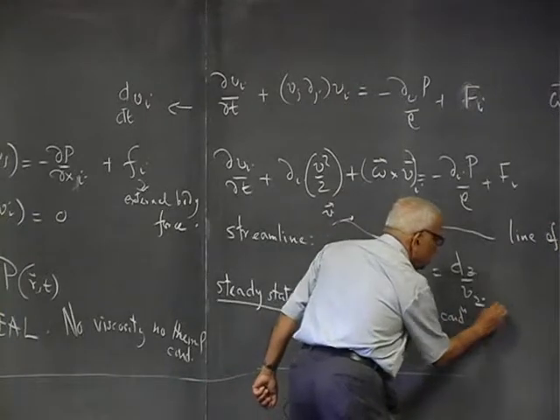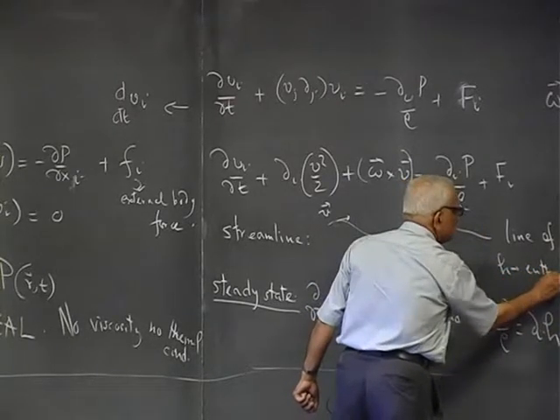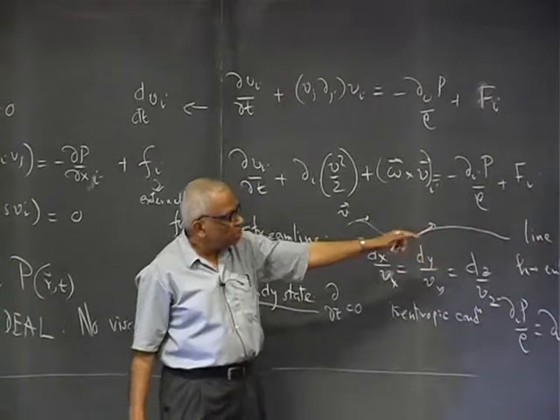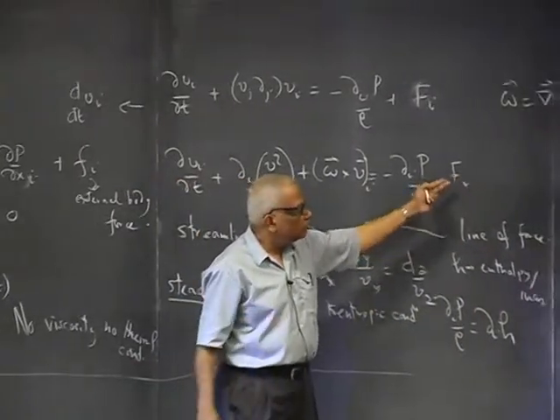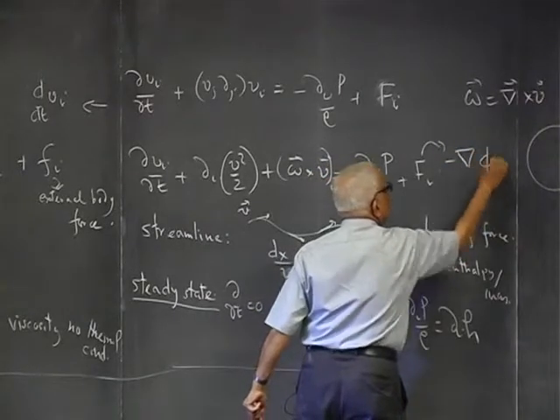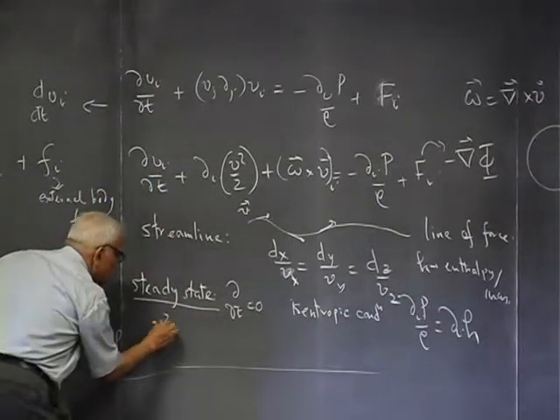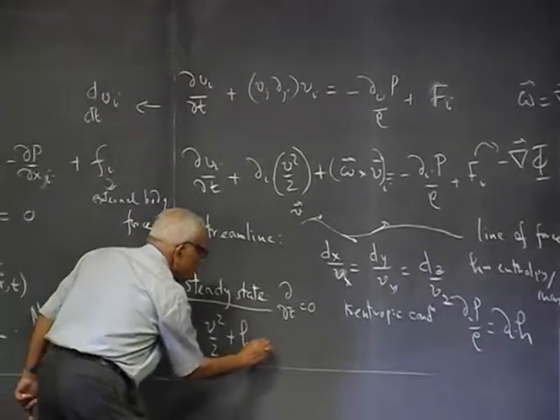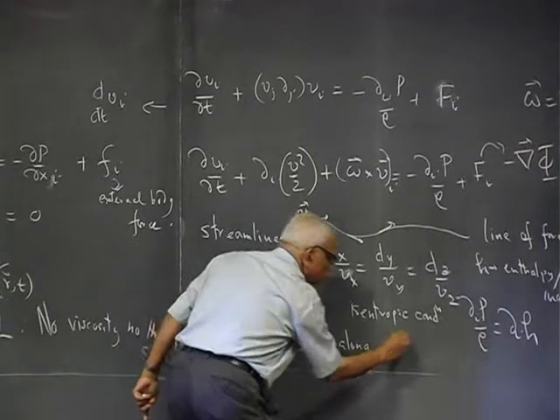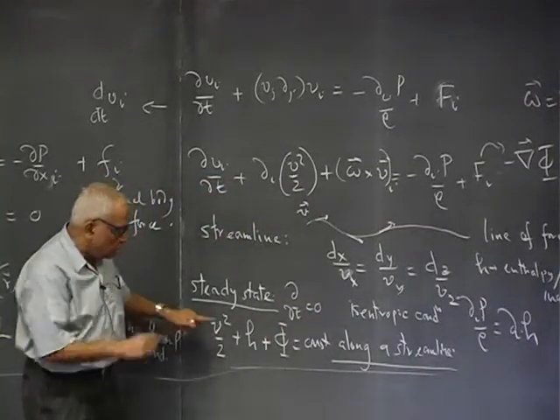The isentropic condition makes del p over rho become equal to del h, which is the enthalpy per unit mass. And then it is v dot gradient of h. And if this can be obtained from an external force from a potential, so much the better. So it is minus some grad phi. So this external force, if writable as some gradient of phi, then along a streamline you have v square over 2 plus h plus phi equal to constant along a streamline.